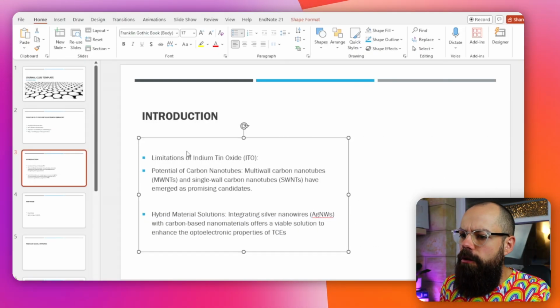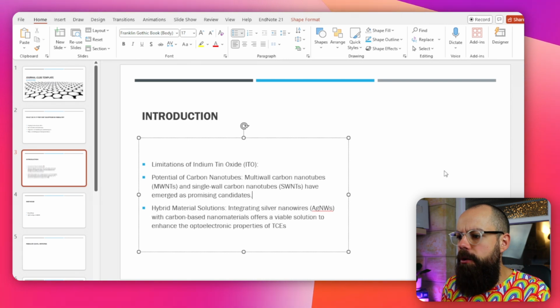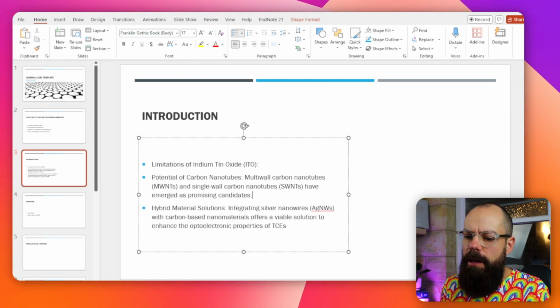Really refining that slide. And you want to make it as visual as possible. So words aren't always the best thing. So maybe I could use these bullet points and then put something visual here. Maybe something from the paper.